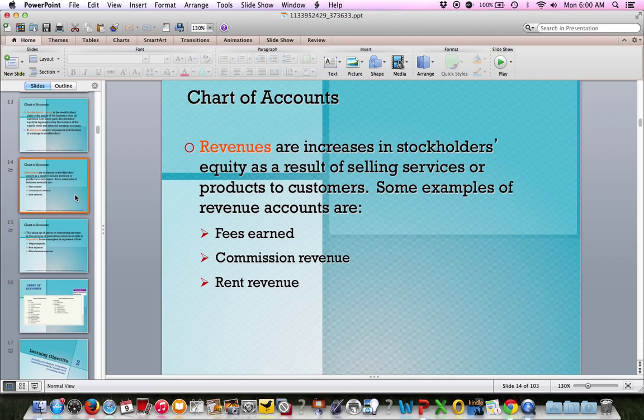Revenues, then, there's various kinds of revenues. We mentioned a few in Chapter 1. But typically, it's the increasing of equity by selling goods and services to customers. So fees earned if we're providing services, sales revenue if we're selling physical goods. You can earn a commission revenue, rent revenue, interest revenue. Again, there's several, just like there is with everything else.